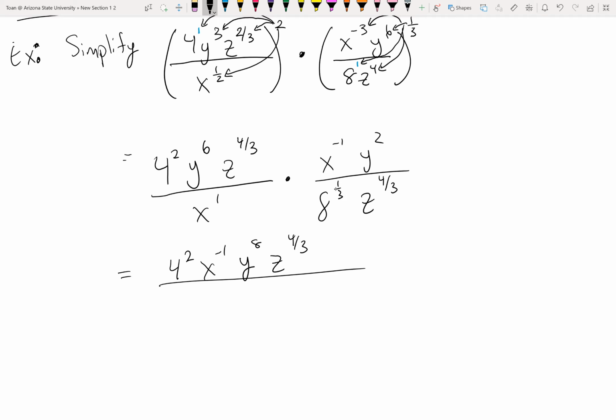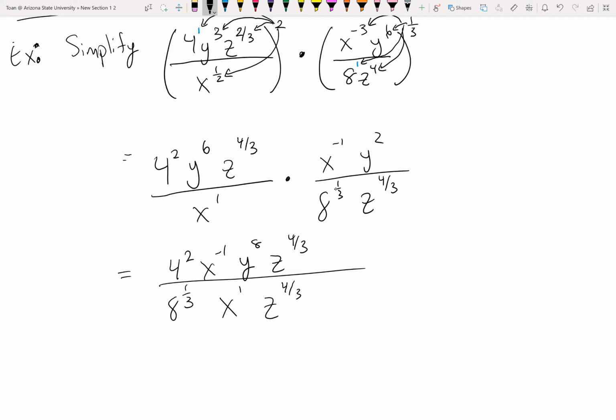Now let's work with the denominator. The denominator, this is the only regular number. Nothing I can do with him, so let's just copy him down. X, this is the only x. Copy him down. This is the only z. Copy him down. Right. So hopefully you guys can see it's not that bad. We can actually do this.